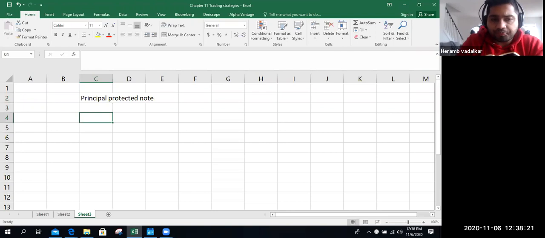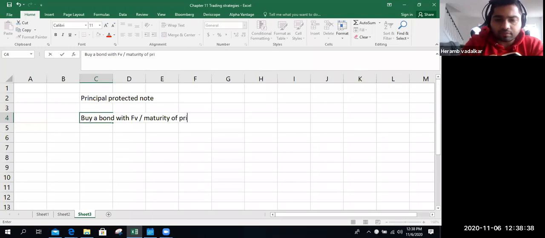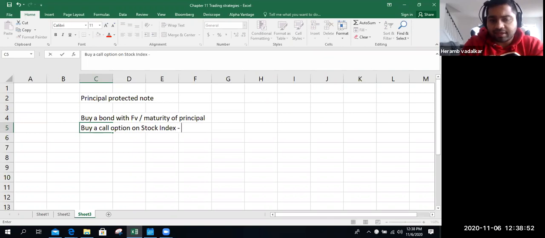So what does it do? How do they create it? They buy a bond with face value, that is maturity value, that of principal. Okay. And they buy a call option mostly on a stock index. So let's say S&P 500, Standard and Poor's 500.